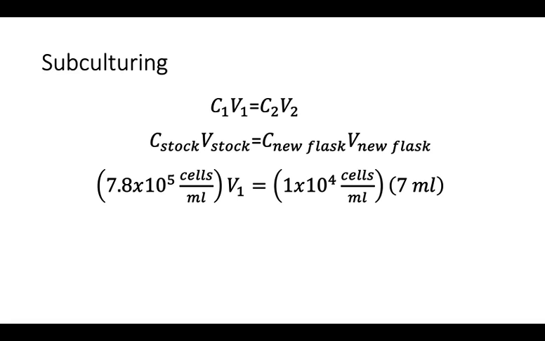And for muscle cells, we typically use 1 times 10 to the 4th cells per mil, but it varies based on the cell type, so check protocols. And the volume of a new flask could be something like 7 mils. And that gives us about 0.9 milliliters of the stock volume that we'll add into the fresh media.